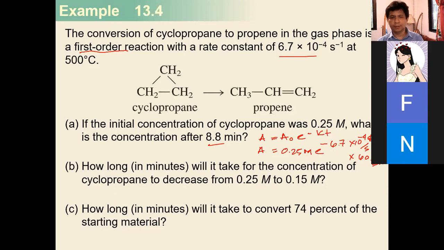Naintindihan? Medyo sumikip na ako doon sa space. Basta ito yung formula natin. So substitute na lang yung given. A is equal to 0.25 molar times e raised to negative 6.7 times 10 to the negative 4 per second, tapos times 8.8 minutes. So, be careful with that, ha?